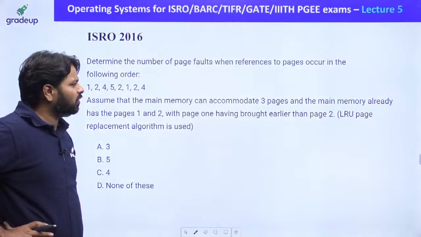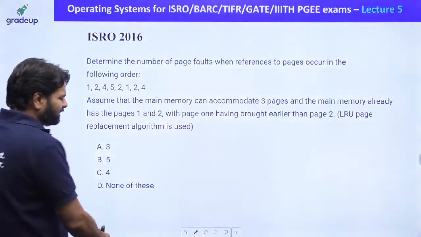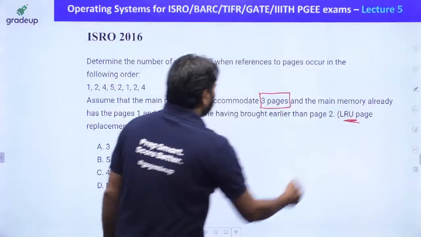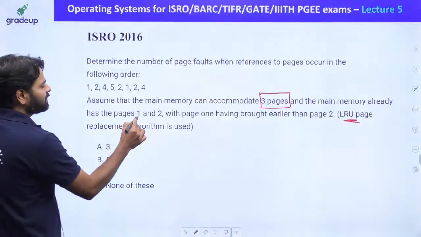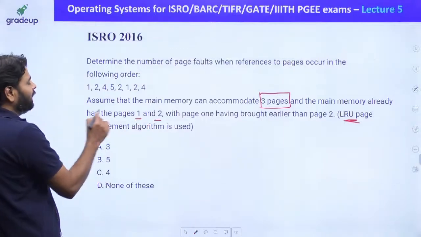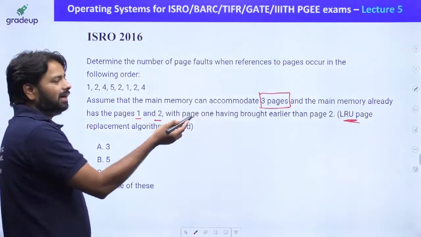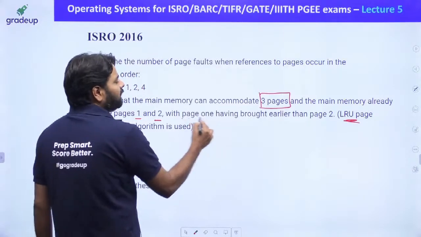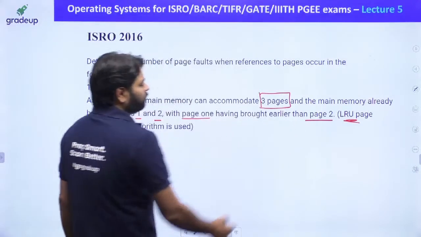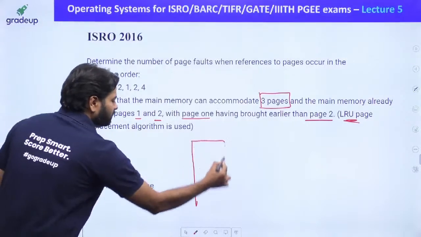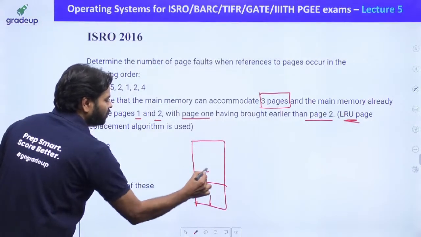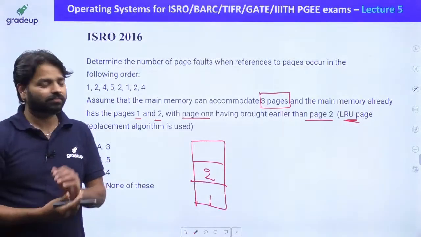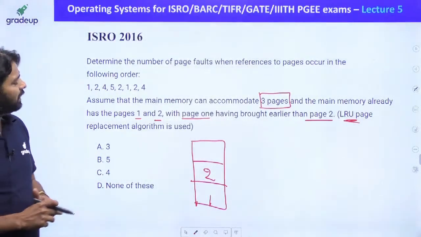Determine the number of page faults. Again, same question. You have 3 pages, everything is similar. Only the algorithm name changed. But they have some conditions. Pages 1 and 2 are already in main memory, and page 1 was brought earlier than page 2. So 1 is already there, 2 is already there. Now you start referring to these pages. Let's see what the answer is.